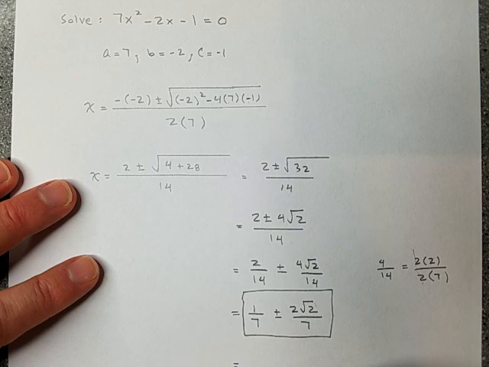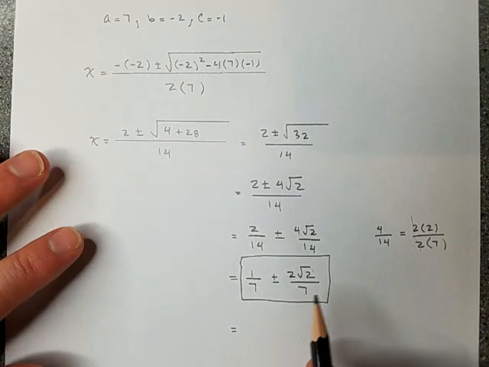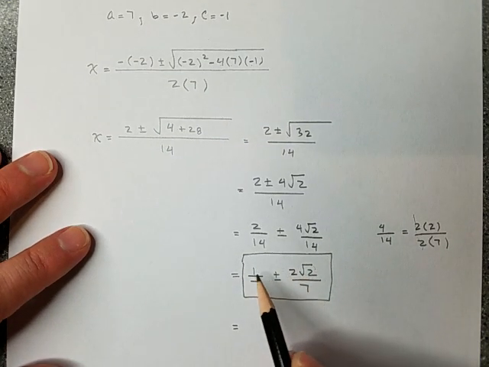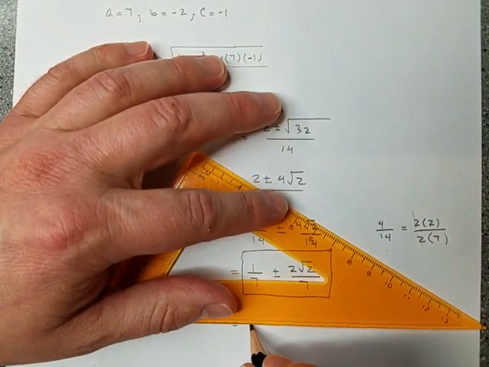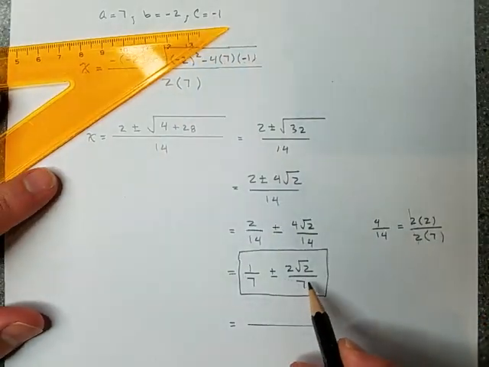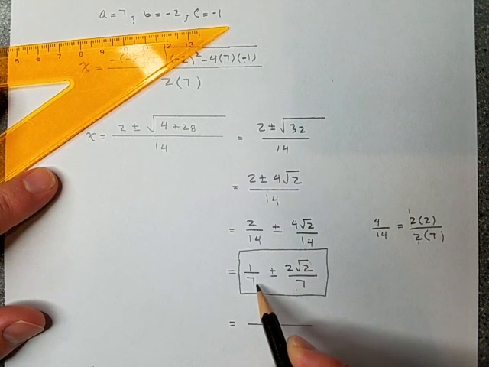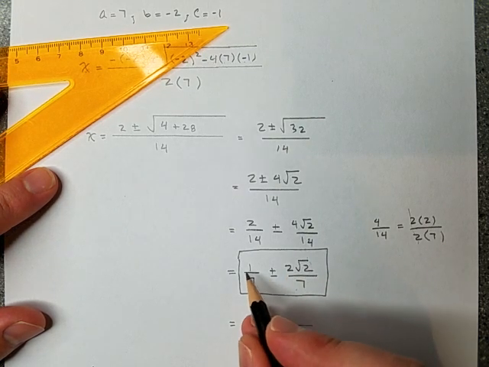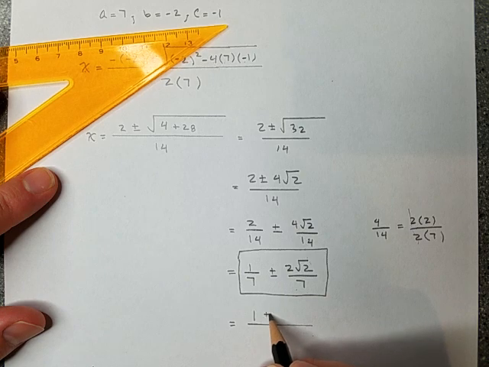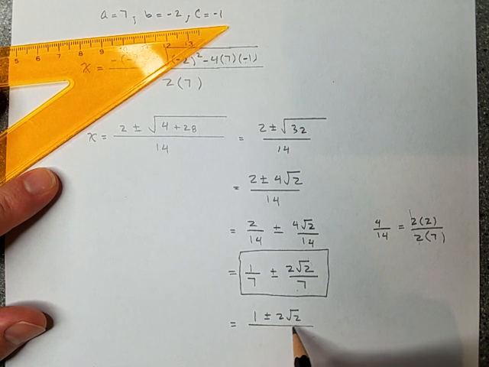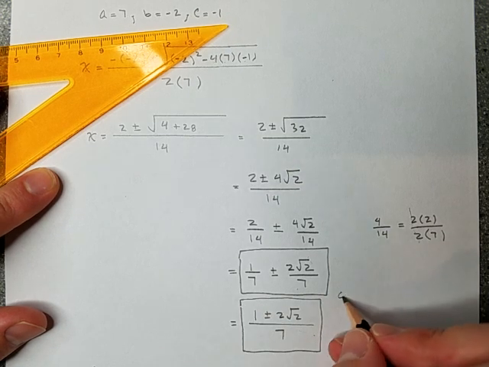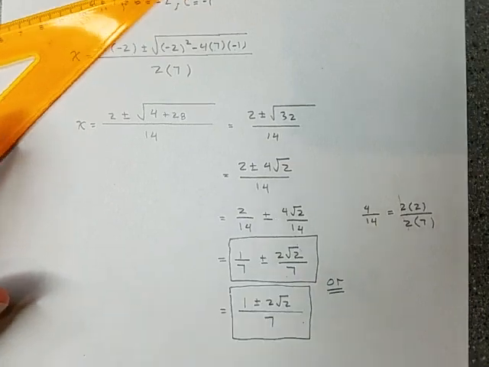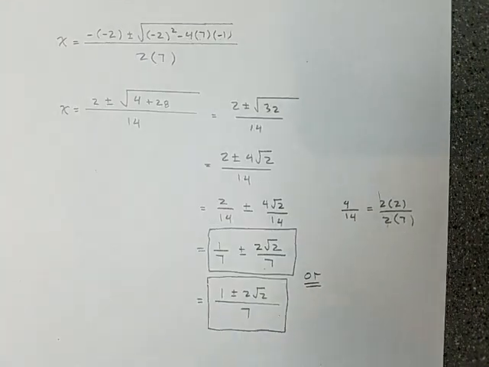You could also, if you wanted to, combine these back together. Can you add and subtract these fractions back together if you want to? Well, sure. You can add or subtract fractions with a common denominator, here at 7. So it would be 1 plus or minus 2 root 2 over 7. Okay. Or it doesn't matter. You're like, no big deal. Either way. Okay? All right.